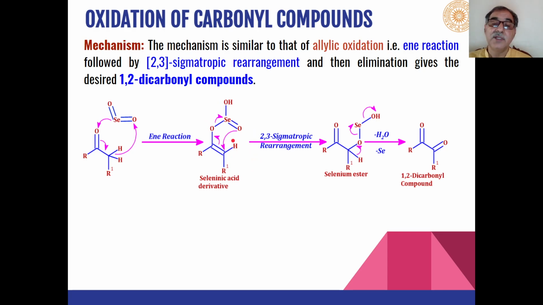And then this selenic acid, as we have seen in case of allylic oxidation, will undergo a 2,3 sigmatropic rearrangement to give us a selenium ester as the intermediate. And then this selenium ester will undergo oxidation through dehydration to give us 1,2-dicarbonyl compounds as the product.